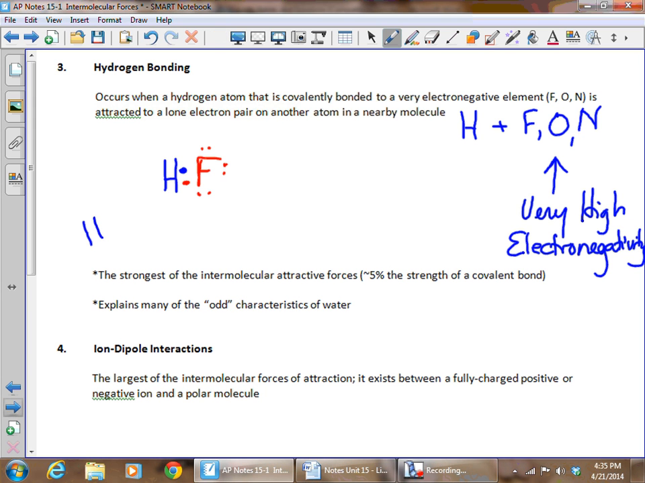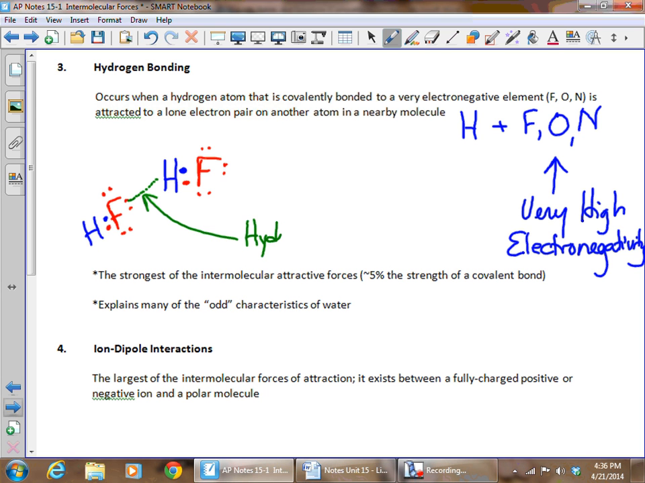And what comes along? Another hydrogen fluoride molecule. And what that hydrogen will do is hook onto and form a strong attraction with a lone pair in that neighboring hydrogen fluoride molecule. Very important to remember to discuss it in those terms. You always want to mention that the hydrogen bond is the attraction between a hydrogen and a lone pair on an atom in another molecule.